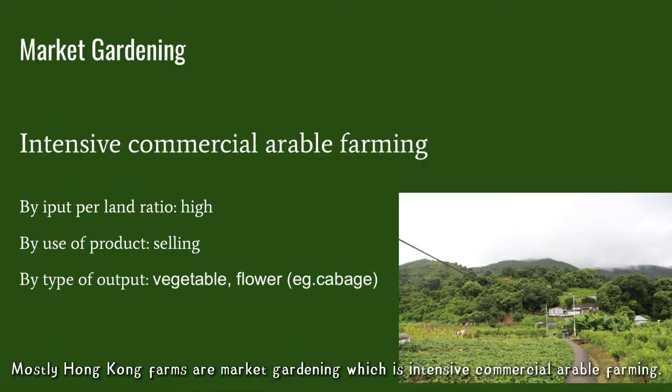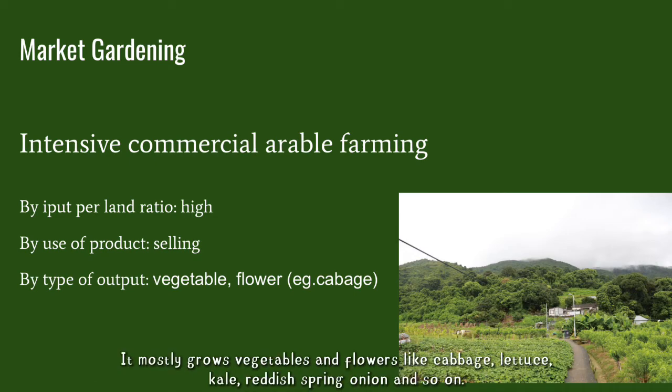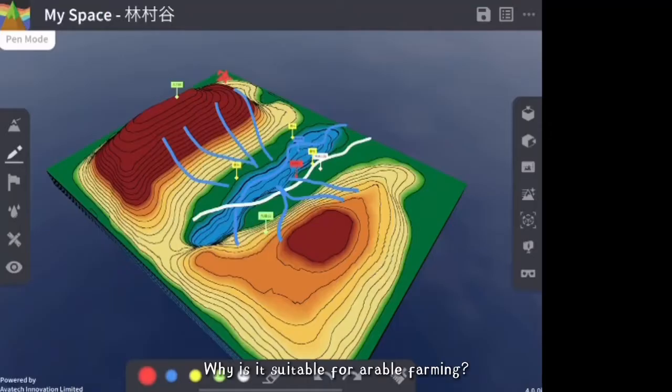Mostly Hong Kong farms are market gardening, which is intensive commercial arable farming. Its input per land ratio is high. The products are mostly used for selling. It mostly grows vegetables and flowers like cabbage, lettuce, kale, radish, spring onion, and so on. Why is it suitable for arable farming?